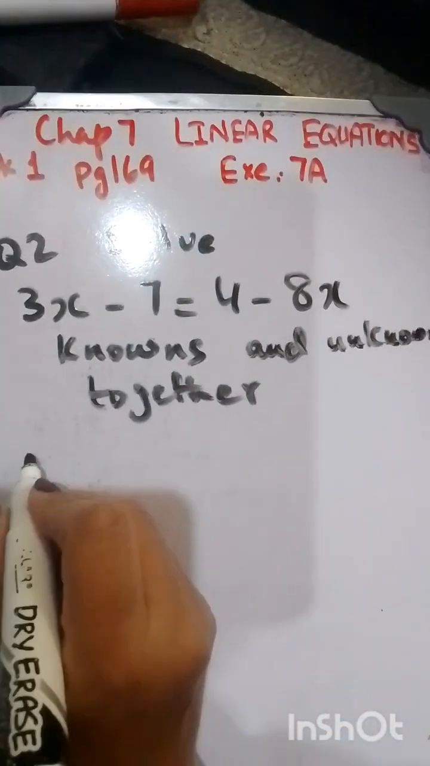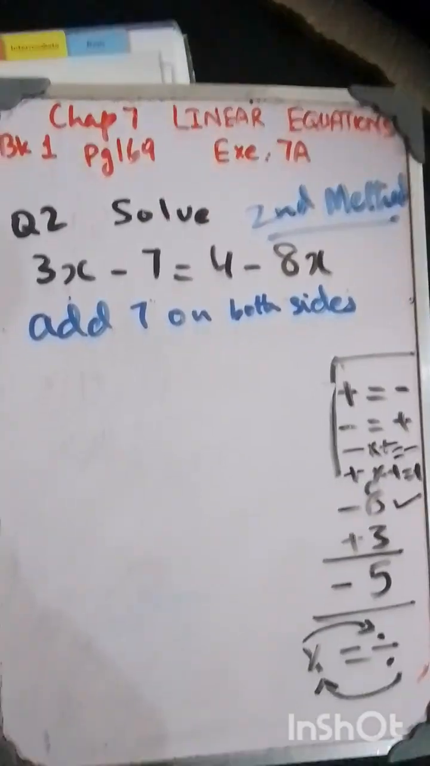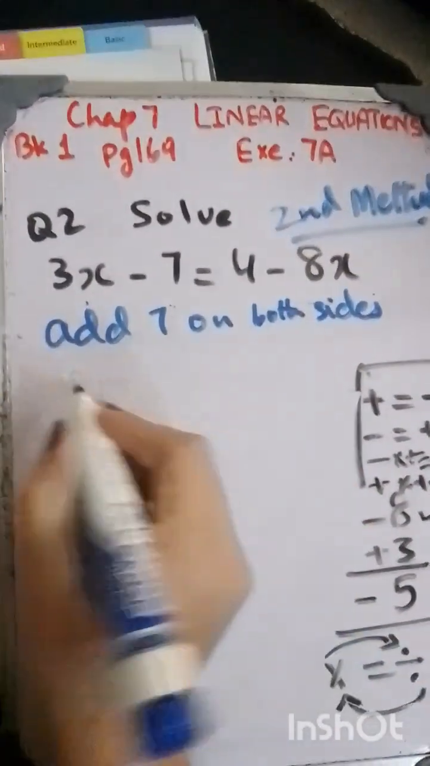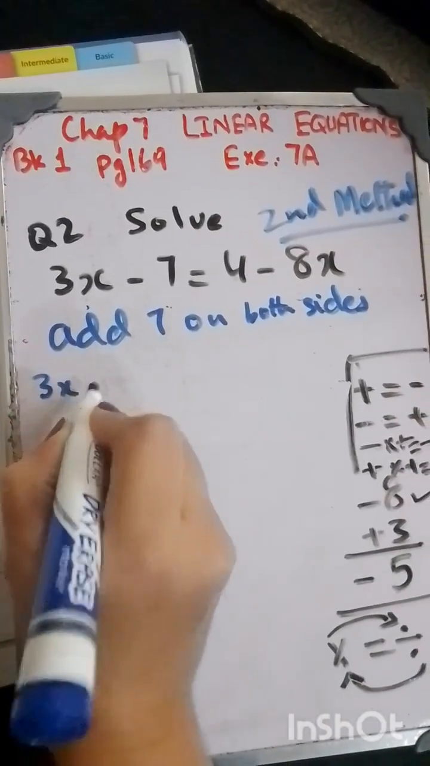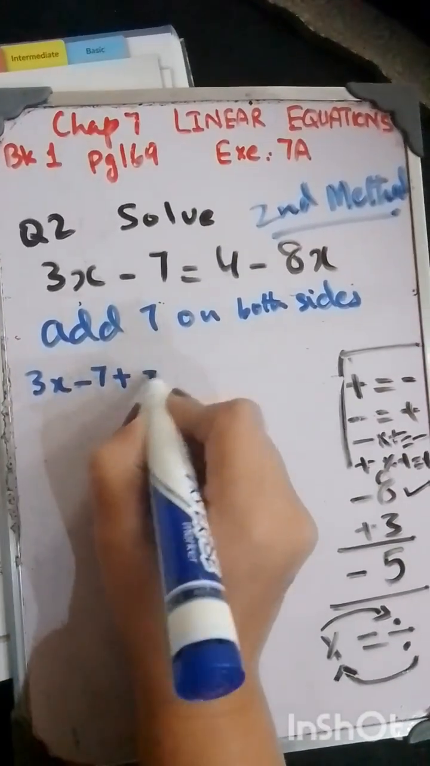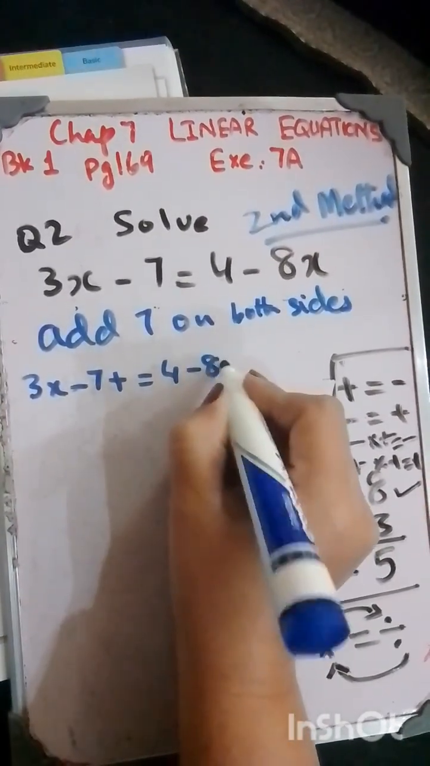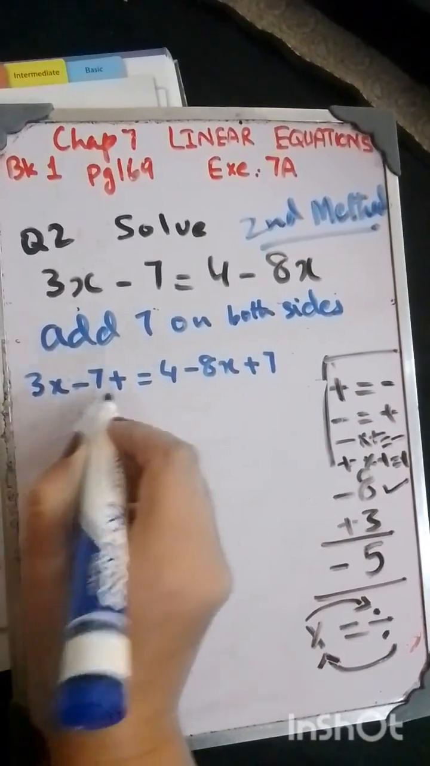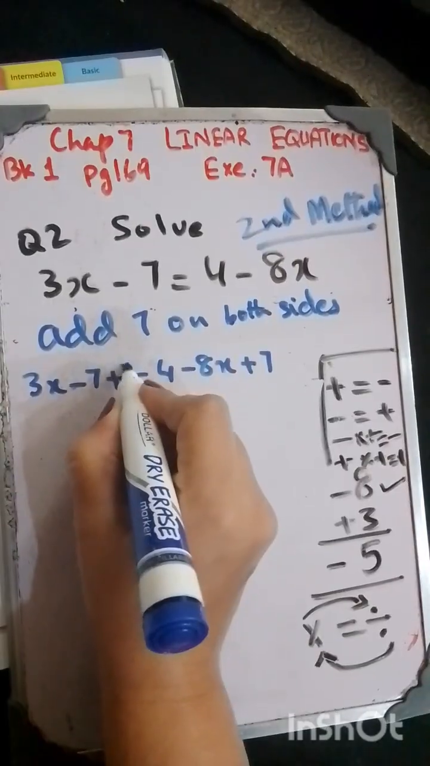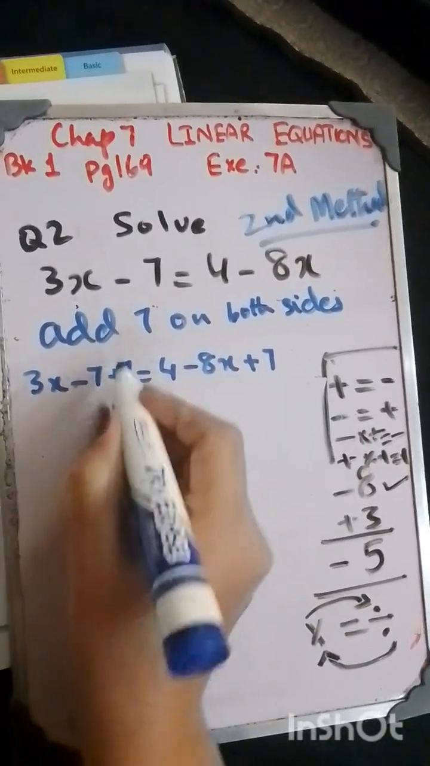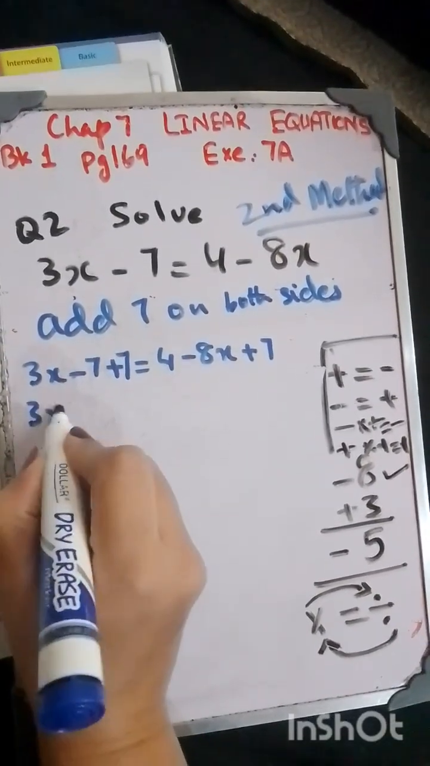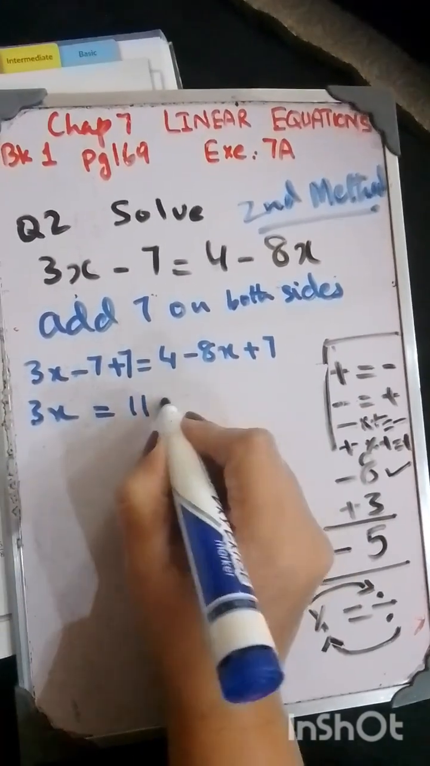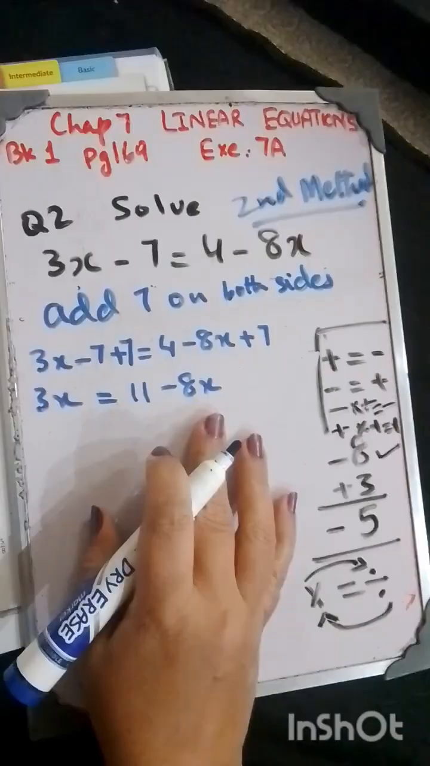Well, here 3x minus 7 equals 4 minus 8x. So first I'm going to write 3x minus 7 plus 7 equals 4 minus 8x plus 7. I have just added 7 on both sides, right? So here the alternate sign and same number cancel, gone. 4 and 7 are both positive, so it will be 11 and negative 8x.